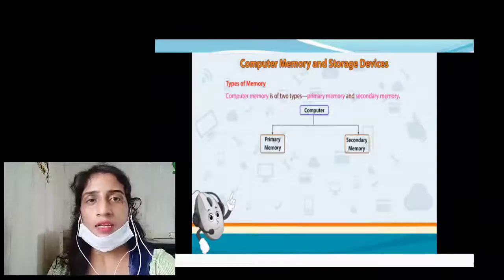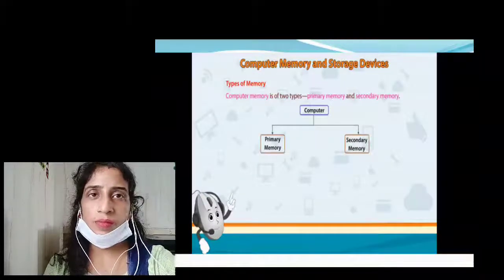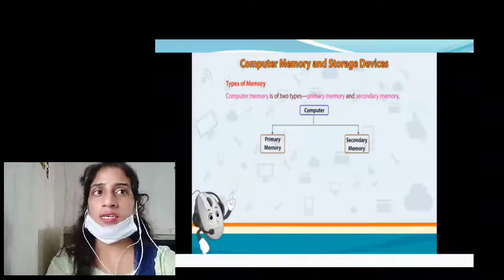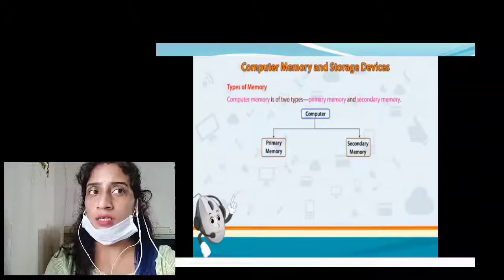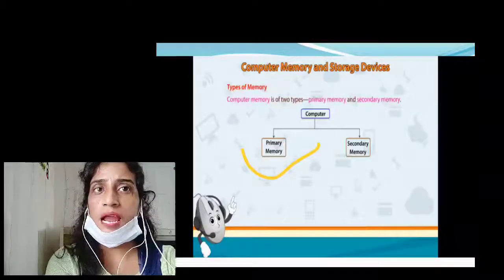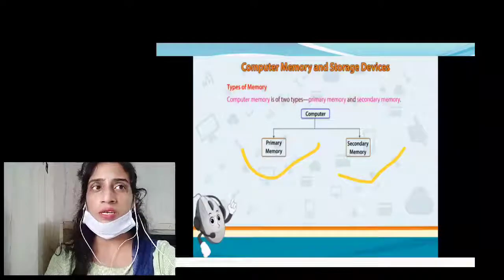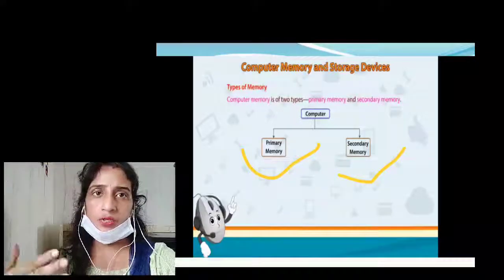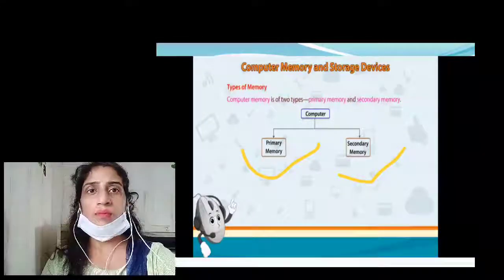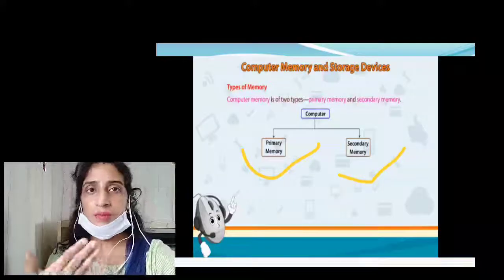Students, as you know, computer memory is of two types. First one is the primary memory and second one is the secondary memory. As you have seen in the slides. Clear? Get my point? Further we divide the primary memory into sub memories, that is RAM and ROM, and secondary memory is also divided into sub memories, that is the hard disk, CD, DVD, Blu-ray, pen drive, etc.